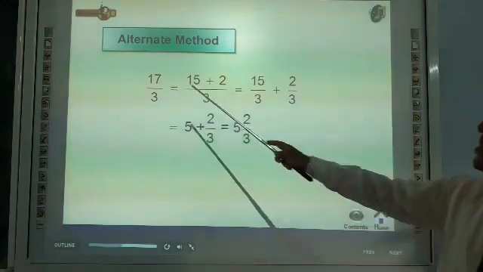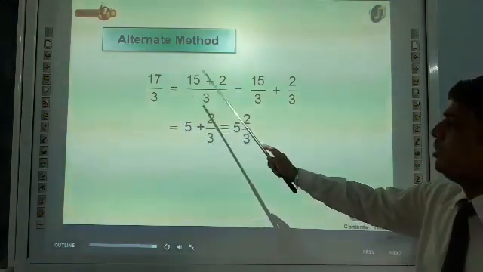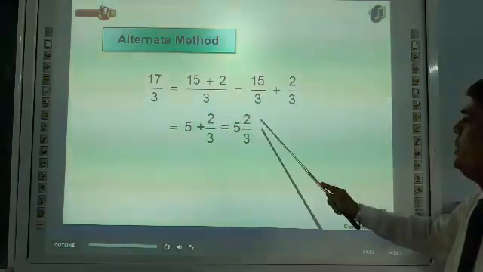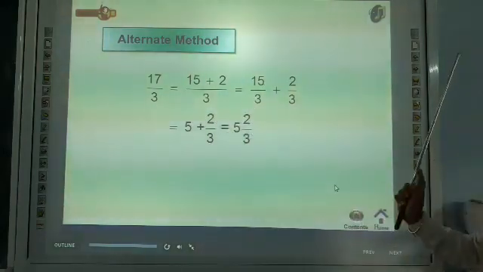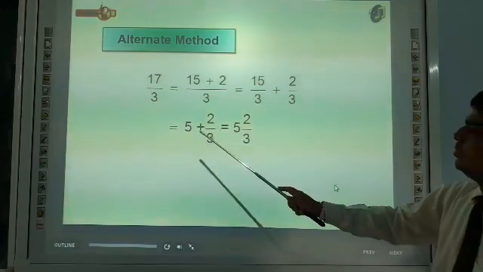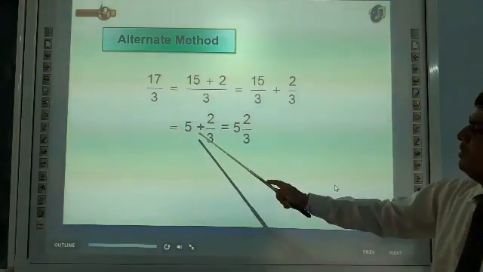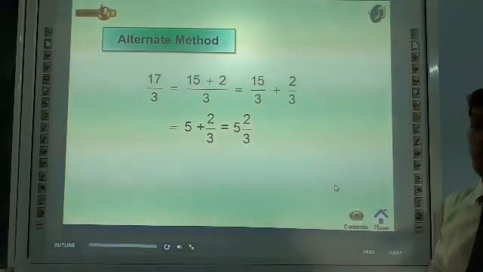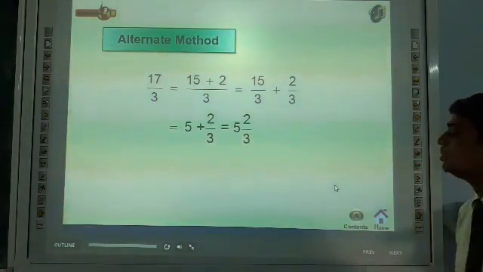Alternate method: 17 upon 3 is equal to 15 plus 2 upon 3, which is equal to 15 upon 3 plus 2 upon 3. 3 5s are 15, so this is 5 plus 2 upon 3, which is equal to 5 2 by 3. This is the alternate method.